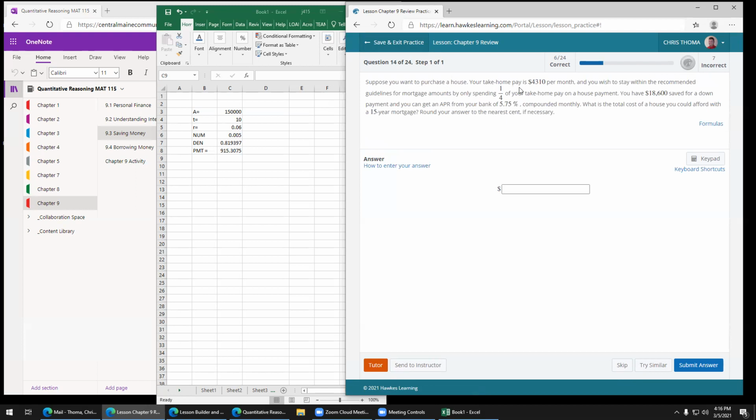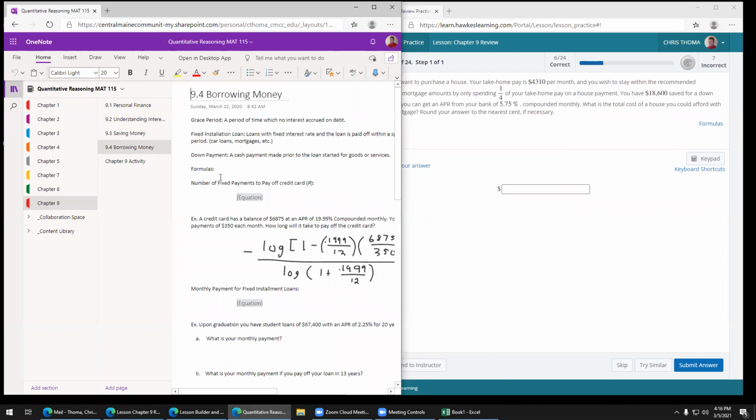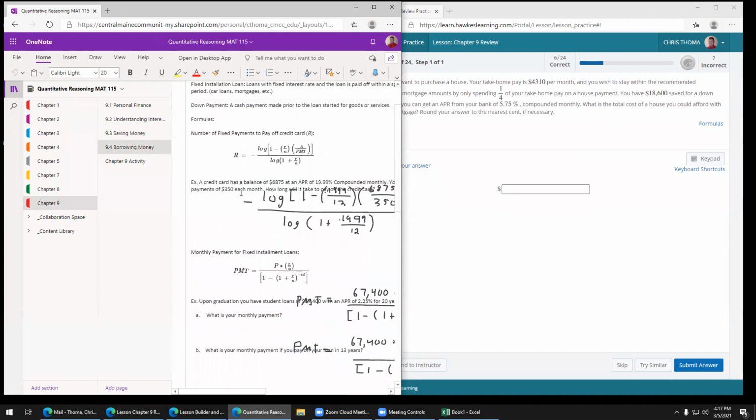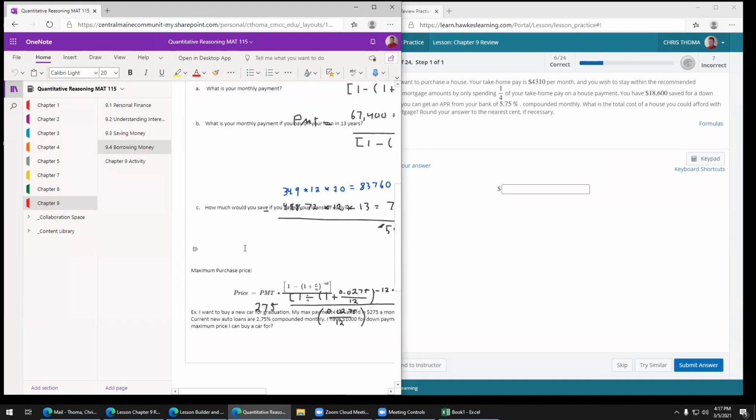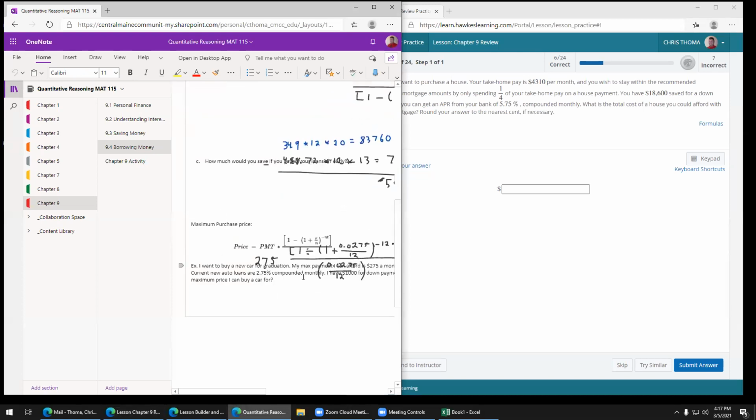You want to purchase a house. Your take home pay is this. You wish to stay within recommended guidelines for the mortgage by only spending 1/4 of your take home pay on the house payment. You have 18,600 saved for a down payment. So this is a borrowing money problem. There should be a formula for payment, max purchase price. What is the total cost of the house you can afford? So we are doing the max purchase price formula.